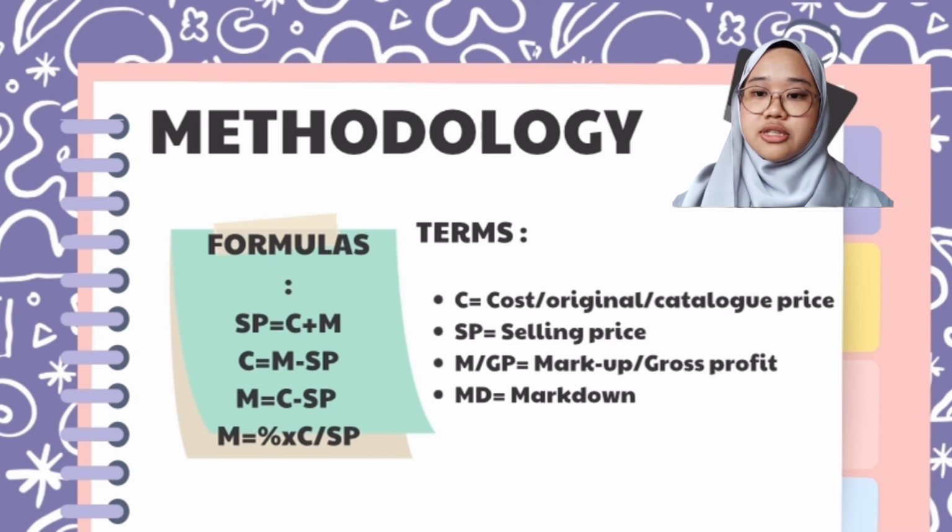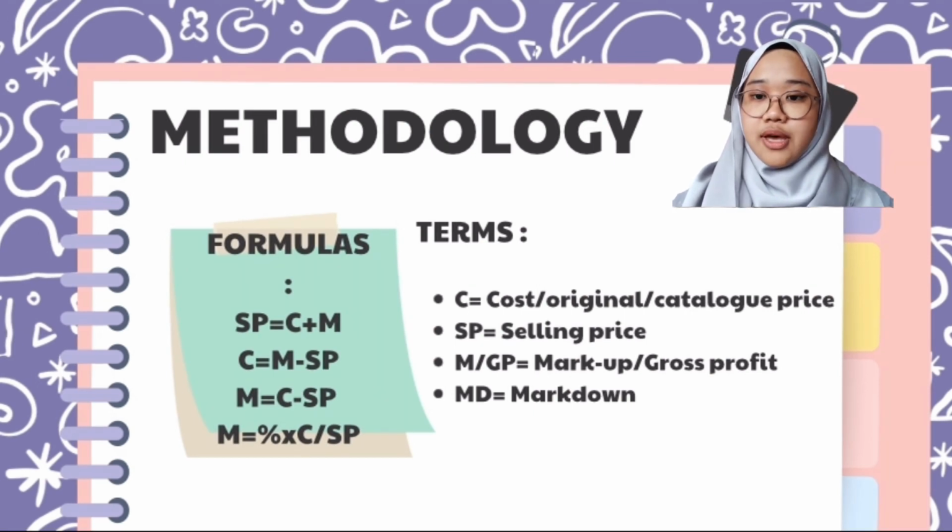These are the methodology of retailing mathematics. We have 5 terms that we use, which is C for cost, original, and catalog price. The second one is SP, which stands for selling price. The third one is M for markup, or GP for gross profit. And the last one is MD, which stands for markdown.